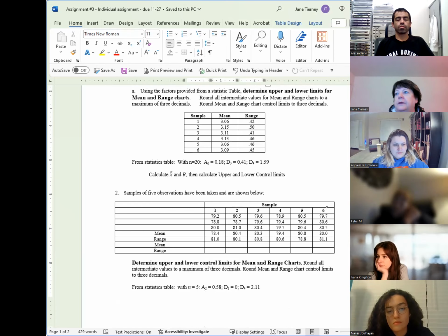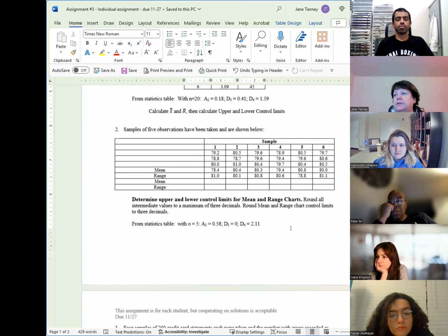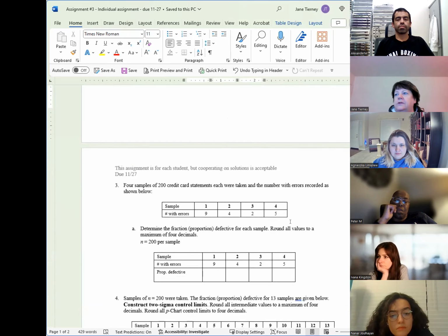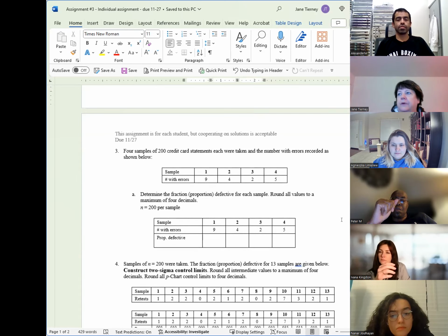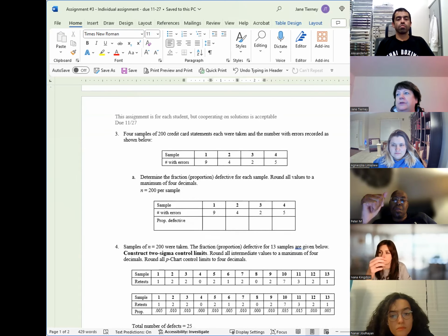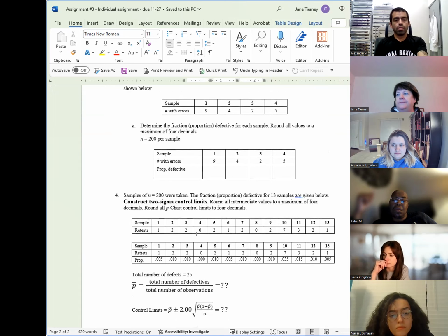And then number 2, there's 5 observations. Here's the table. So the mean and the range is calculated, and then you need to do the upper and lower control limits for the mean and the range in there. So you might have to draw some of these control charts on the paper to do that. Here's number 3. There's 4 samples there. And then the P charts.